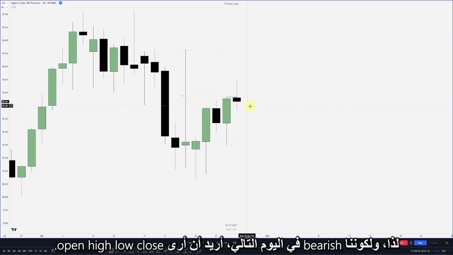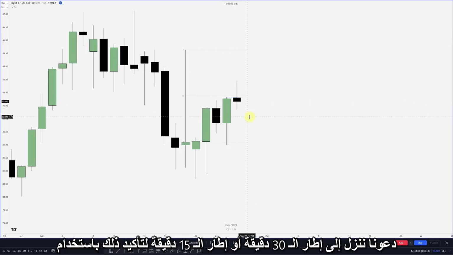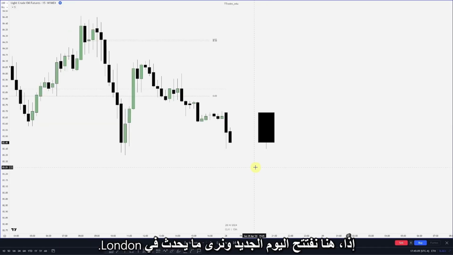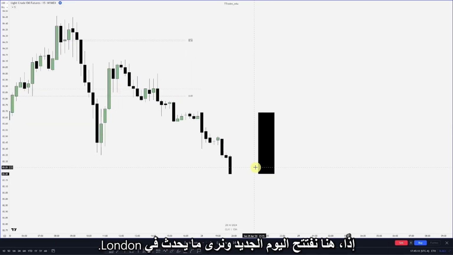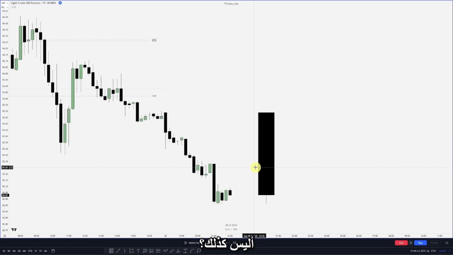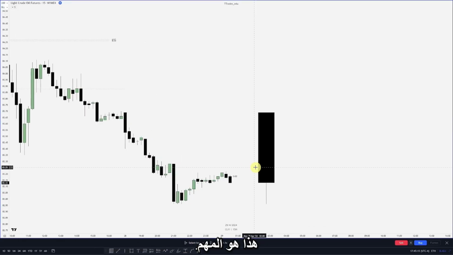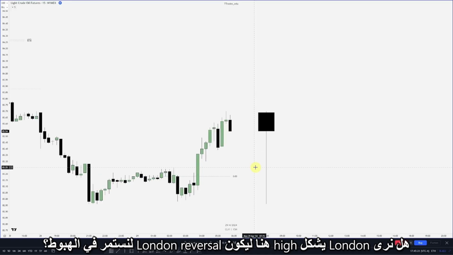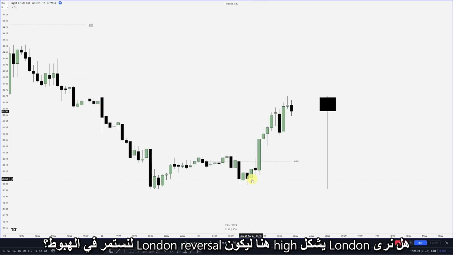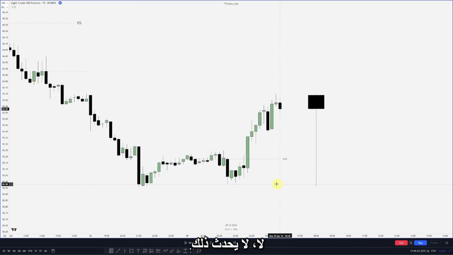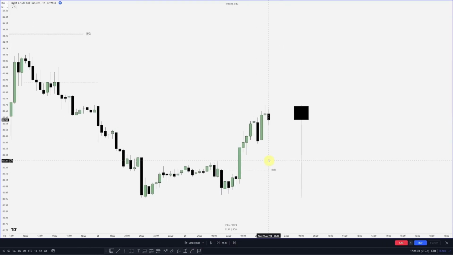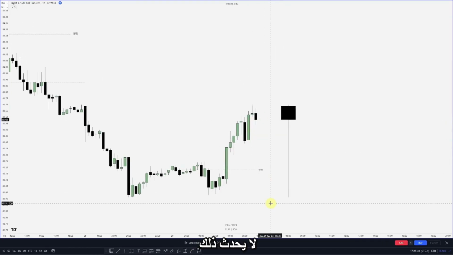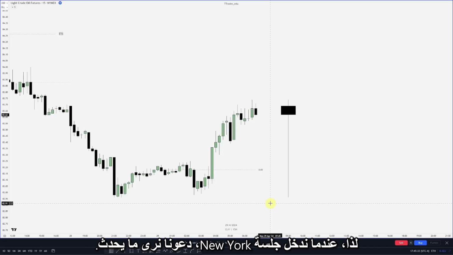So being bearish the next day, I want to see what? Open, high, low, close. Let's go down to the 30-minute chart or the 15-minute chart to confirm this using daily profile. So here we open the new day. Let's see what happens in London, right? That's what's important. Between 2 to 5, do we see London form a high here for a London reversal to continue lower? No, we do not, right? It is just trading higher. So as we get into the New York session, let's see what happens.